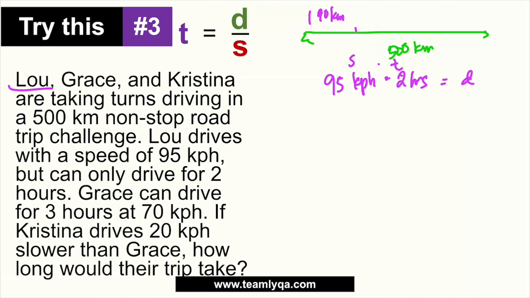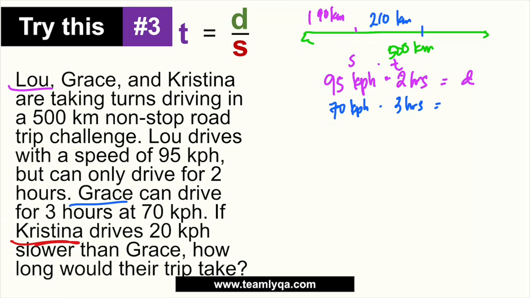So, ibig sabihin si Lou, na-cover niya na yung 190, tumatakbo yung kotse, this time it's Grace's turn. Si Grace naman, ang kanyang speed naman is 70 kilometers per hour, tapos magdrive daw siya for 3 hours. Okay, yan naman ang distance na makakover niya. You have 70 times 3 which is 210 kilometers. Alright, so tapos na tayo kay Lou at saka kay Grace. Hinahanap natin yung kay Christina.